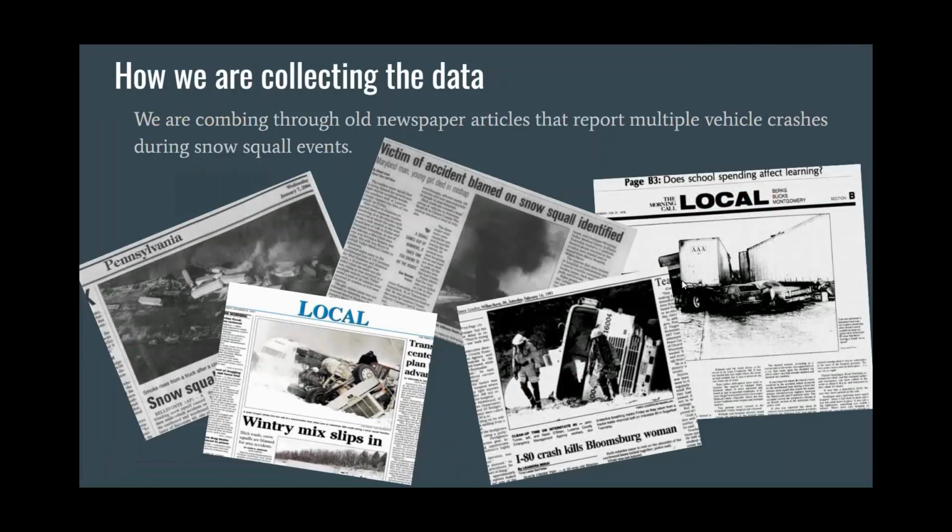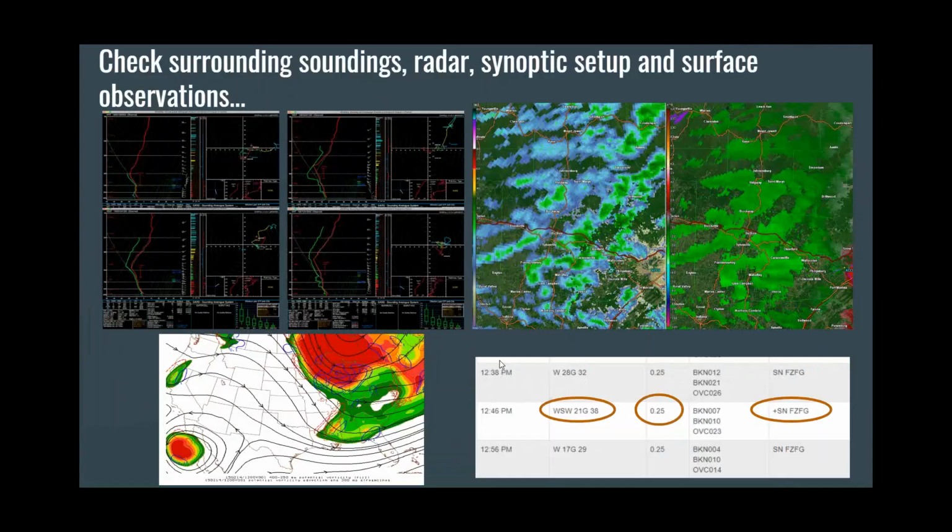So what I'm doing is combing through all of these newspaper articles to see: was this a snow squall event? Was it a winter storm event? Why did these accidents happen? I-80 is always prone to snow squalls. Can I find any data on it? And could this help the study that State College is doing? After we look through the newspapers, I pull up soundings of the day surrounding the area.